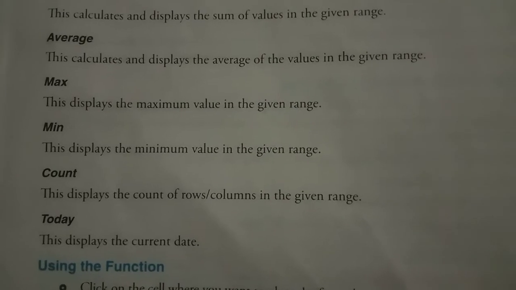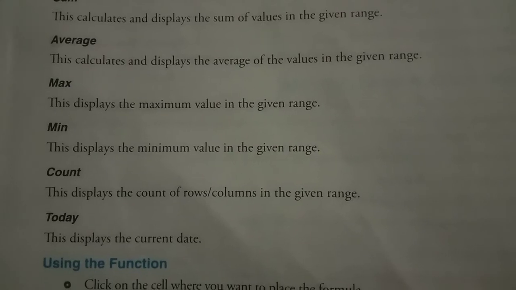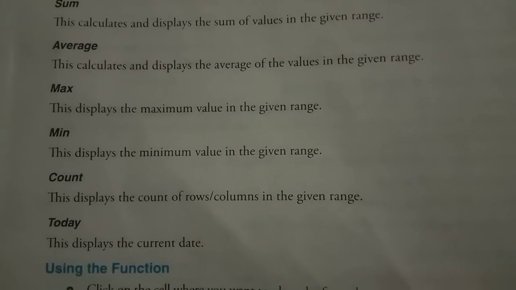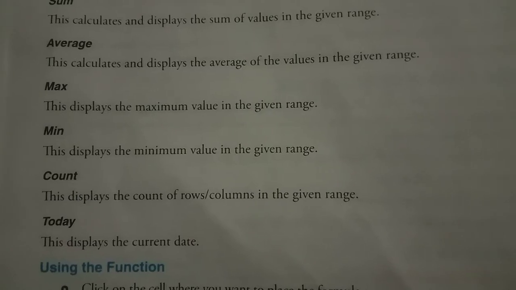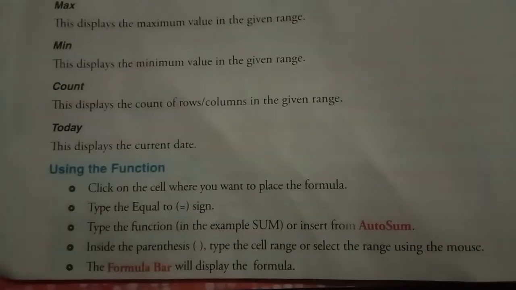Today: whenever we write down today, it shows today's date. Automatically it shows today's date after writing today. This displays the current date. Whatever the current date is, it is going to be displayed on your computer screen automatically. Using the functions means whenever we apply these functions, what is going to happen? Using these functions.